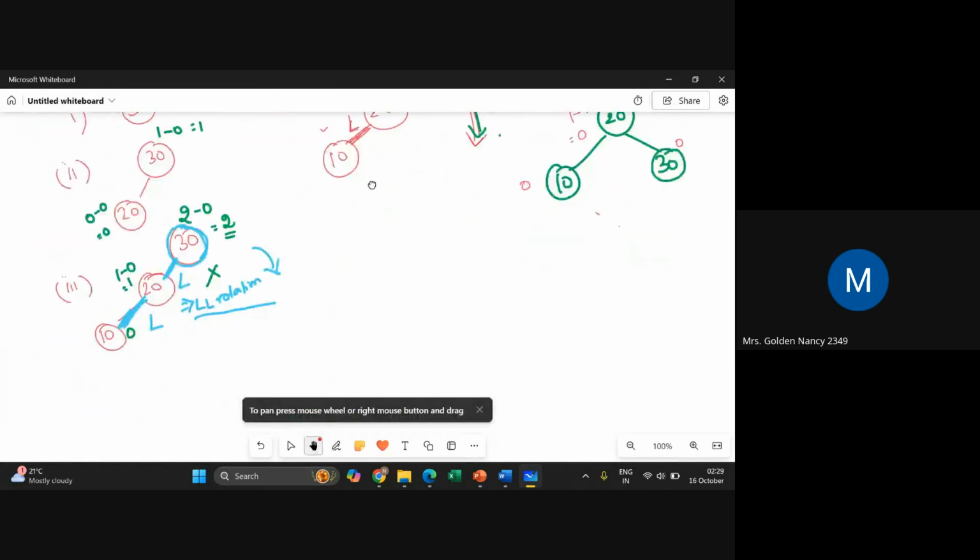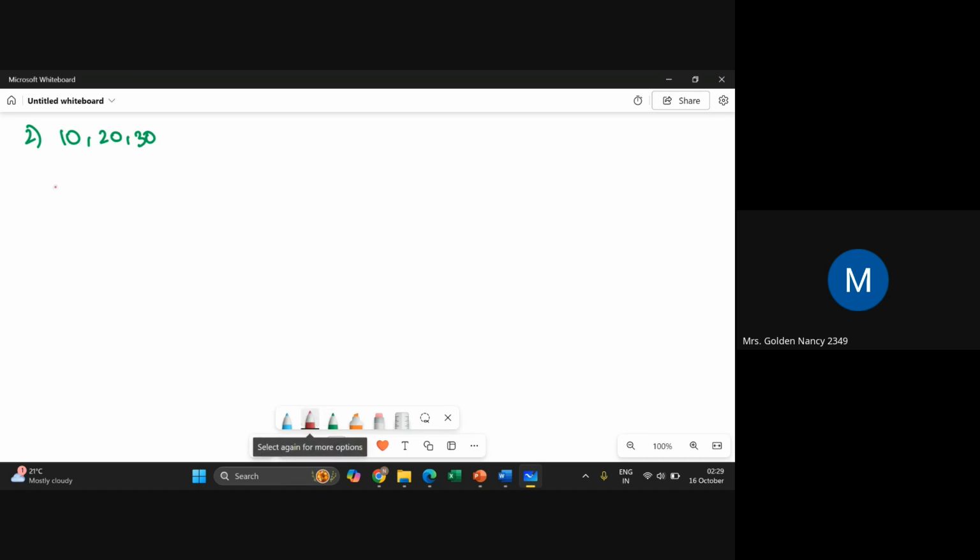Similarly, we have three more rotations. I'll tell you with an example, and we'll see a bigger problem to solve in order to find how this rotation works. So the second example is 10, 20, and 30. How will we insert? First 10 is inserted. The balance factor is 0 because there is no left subtree and right subtree.